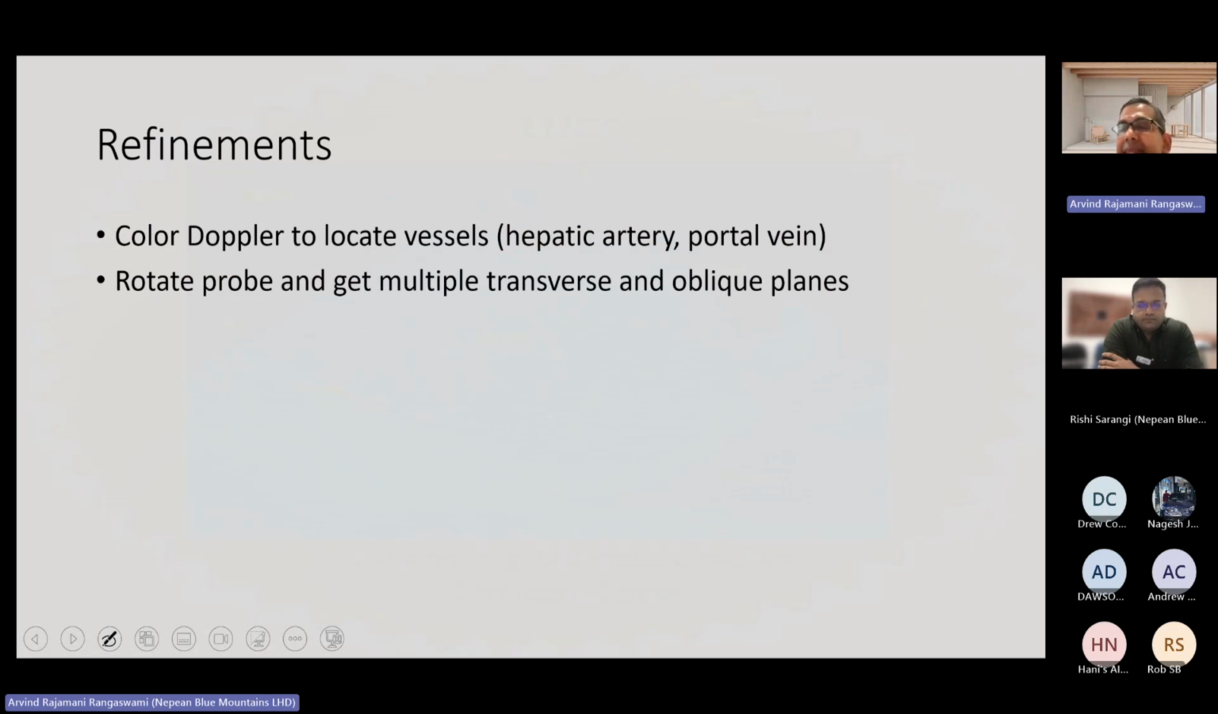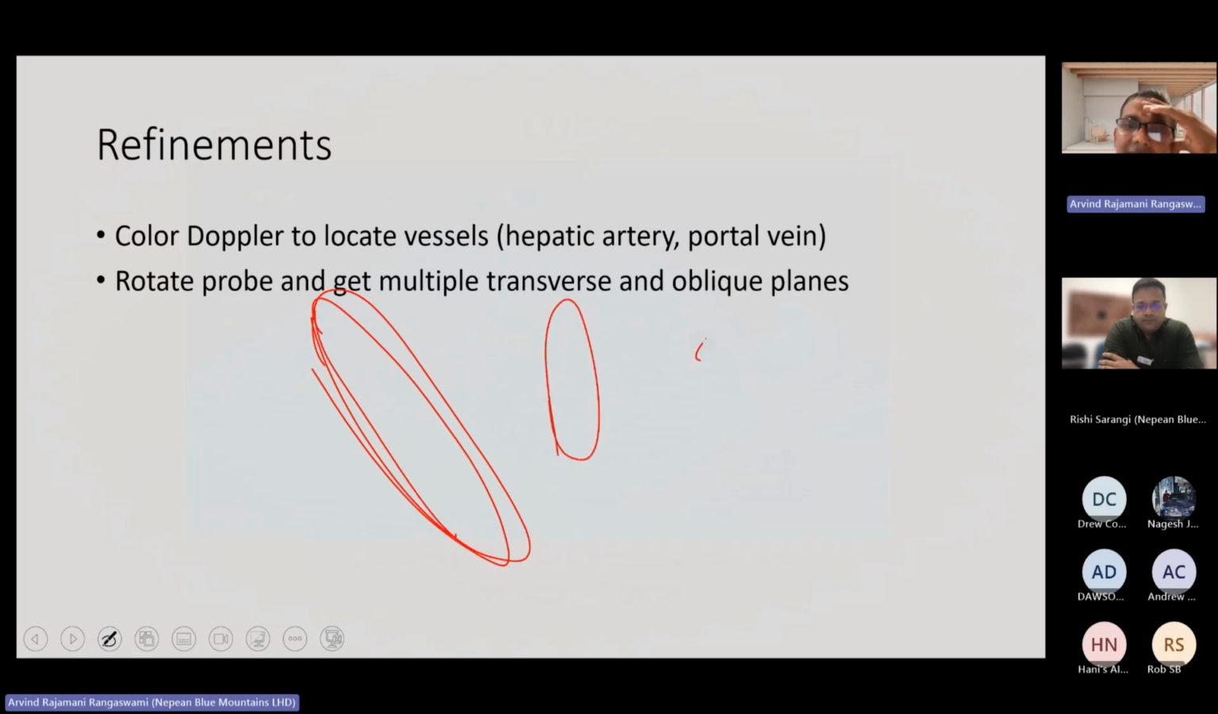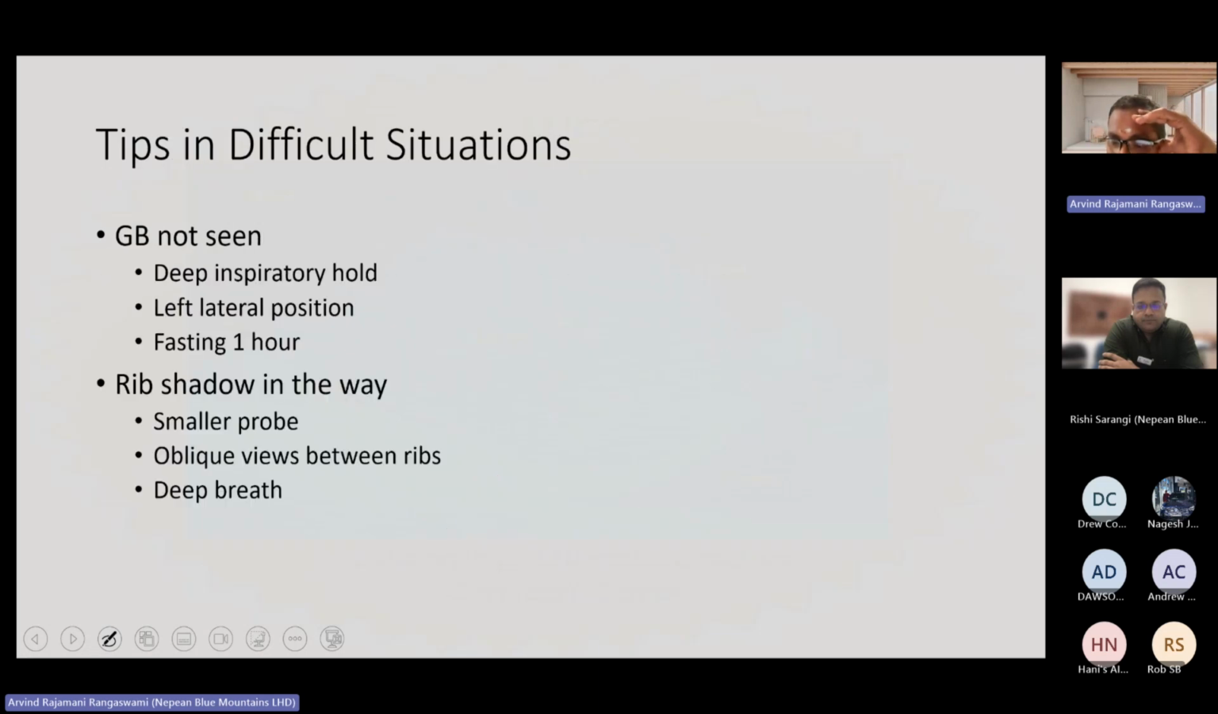What else can you do? Once you get the 2D, then you can put some color Doppler in order to locate some of the vessels, and then you can rotate the probe in the transverse or oblique planes. But what you have to do initially is get the gallbladder in its longest axis. If this is the longest part of the gallbladder, this is an oblique axis. This is a completely transverse axis.